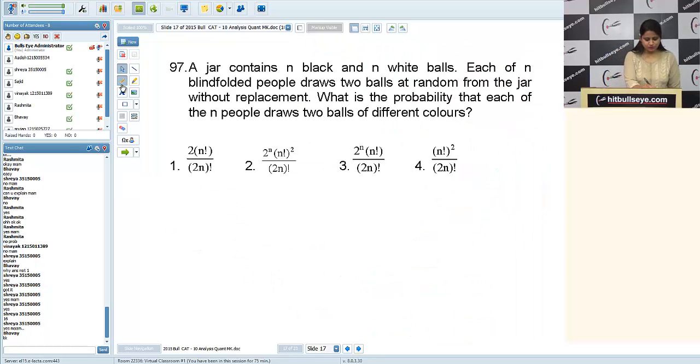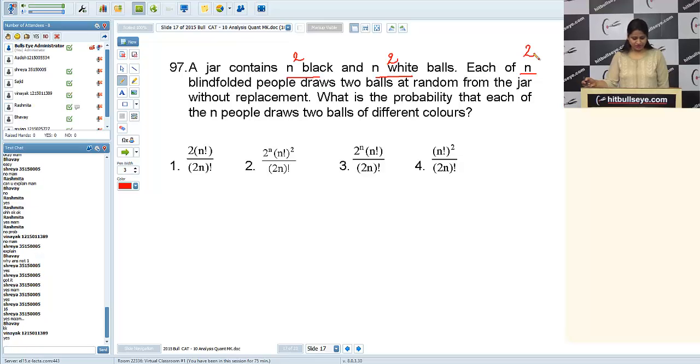97, again you could go by value putting. That was an easy sum. You can consider there are 2 blacks and 2 whites only, and there are 2 people. What is the probability that each of the n people draws 2 balls of different color? It means they should get black and white always. Clear guys? Should I move further? That was an easy question. By value putting we'll do it.